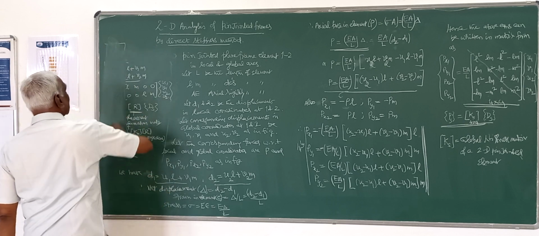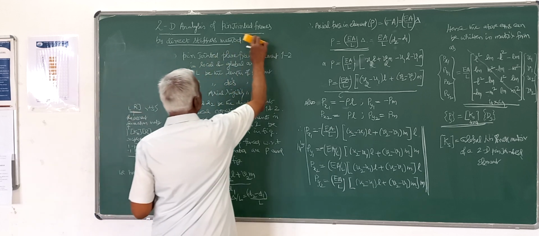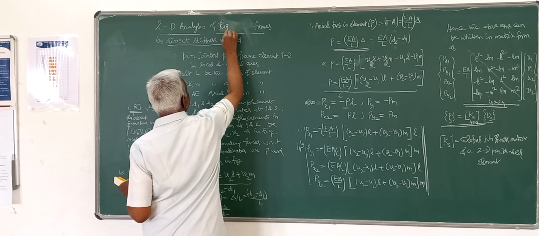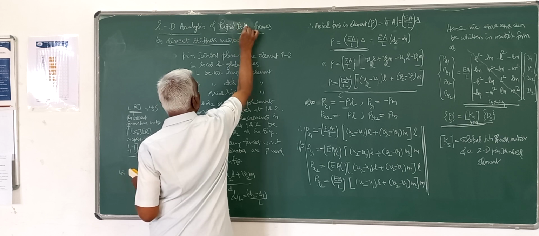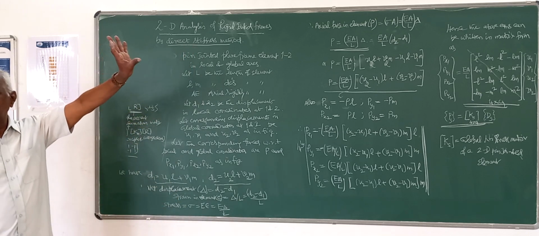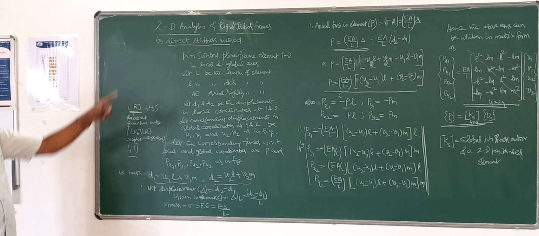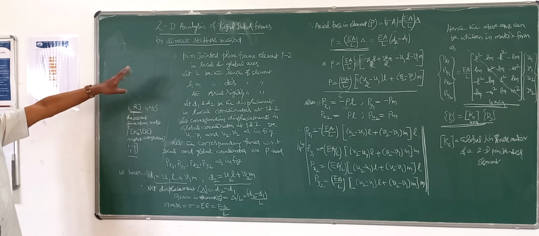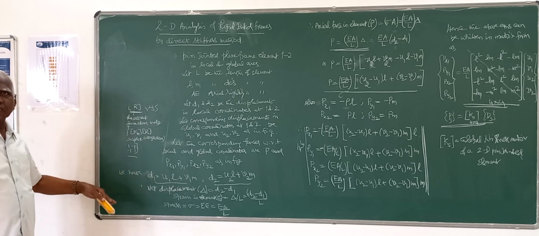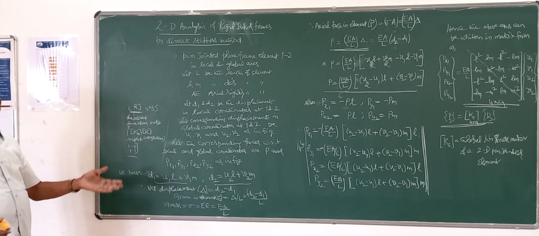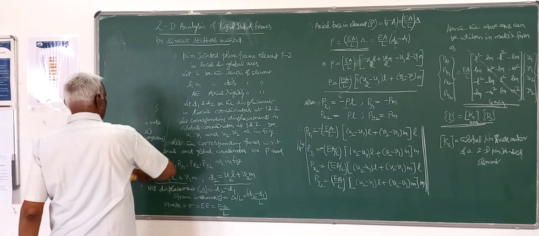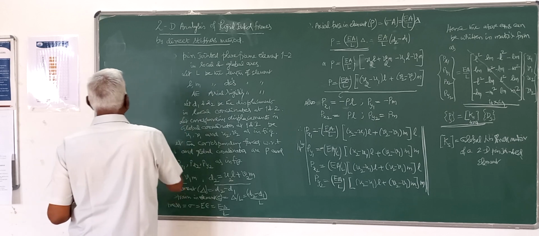Now we will take up, in a similar way, the 2D analysis of rigid jointed frames by direct stiffness method. So this procedure applies for truss analysis. What I am going to derive now is applicable for beams and rigid plane frames, both rectangular rigid frames as well as inclined legs. Whereas in earlier methods you were not doing inclined legs, here in the direct stiffness method you can apply it straight away for inclined legs also.